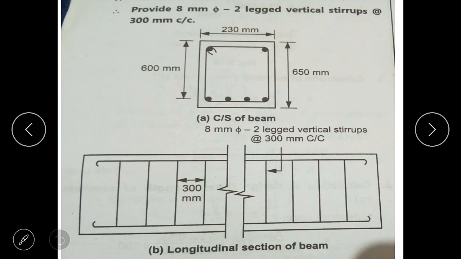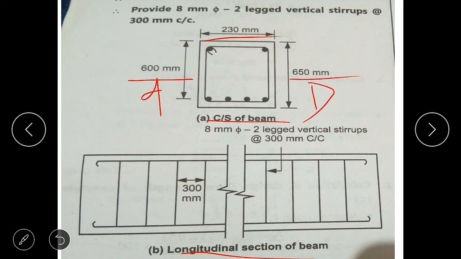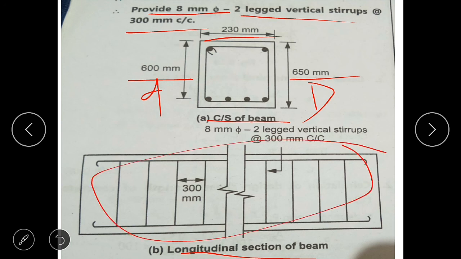After finding this, draw the cross section and longitudinal section of the beam. So our beam width is 230 mm, effective depth is 600 mm, overall depth is 650 mm. We provide 8 mm diameter 2-legged vertical stirrups, at 300 mm center to center spacing between these, and this is a longitudinal section of the beam. Spacing between these two is 300 mm.